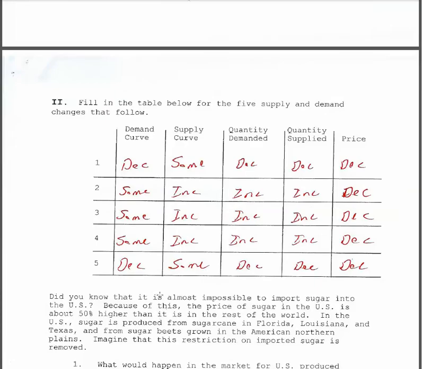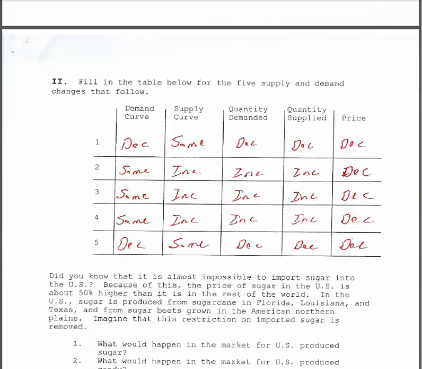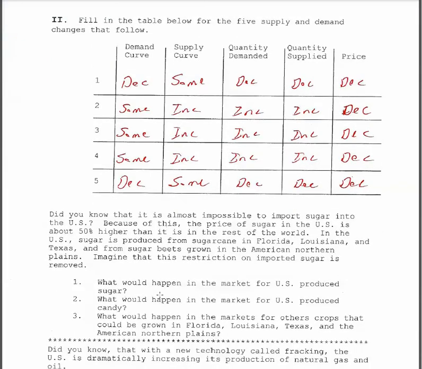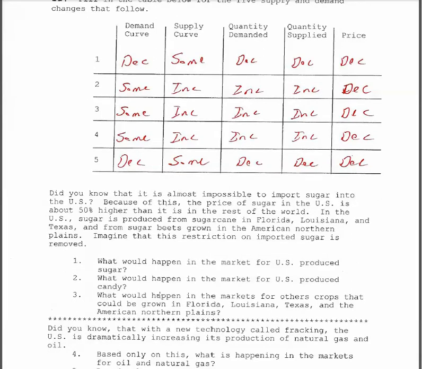Okay, so here are the answers to the supply and demand thing. Now, you might notice that there are two different versions of this test. The questions are all exactly the same, but they come in a slightly different order. So as you look at this, make sure that the order is the same as what you have. And here you can see down here.